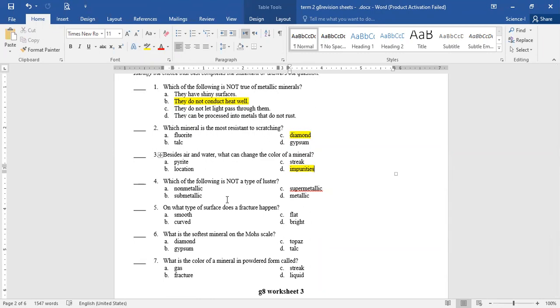Which of the following is not a type of luster? What of this is not a type of luster? Yes, Ali. C, supermetallic. We don't have supermetallic. We could only have metallic, submetallic, or non-metallic. Okay, so then question number 5: on what type of surface does a fracture happen?